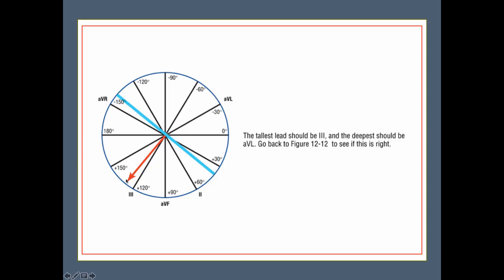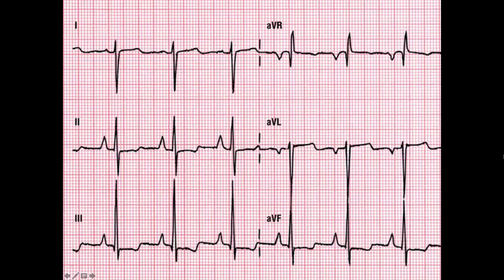So which lead is the closest to that arrow? It's lead 3. That should be the tallest. If we go the opposite direction, the deepest should be AVL. That's the closest one we're at. So lead 3 is indeed the tallest of our limb leads, and AVL is indeed the deepest of our limb leads.